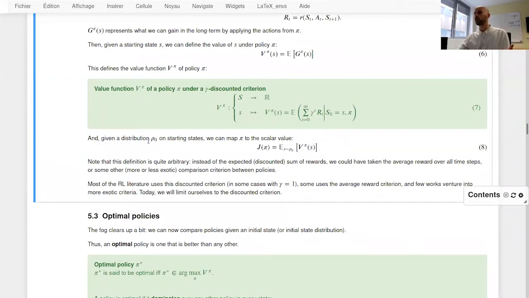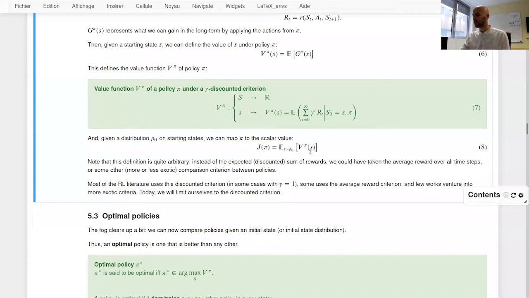And given a distribution ρ_0 on starting states, then we can actually map the policy not only to its value function, but we can map it to a single scalar value by taking the average over all possible starting states, so the expectation over ρ_0 of V^π(S).